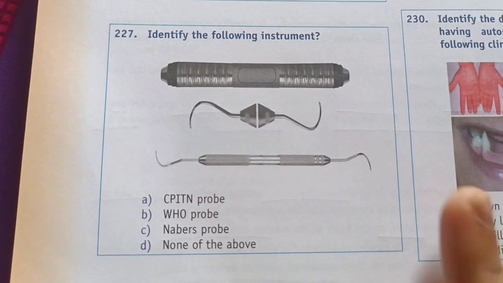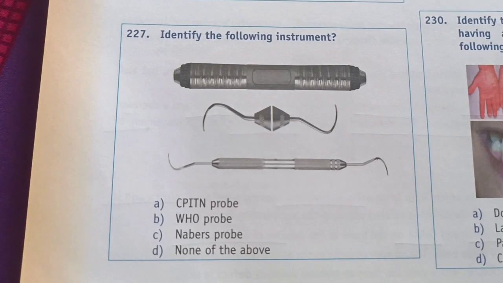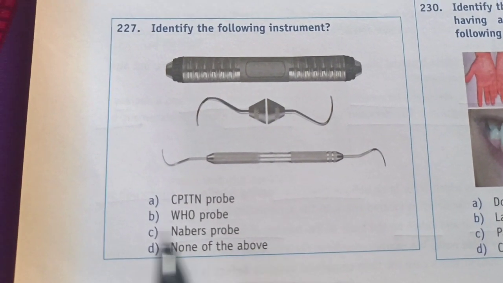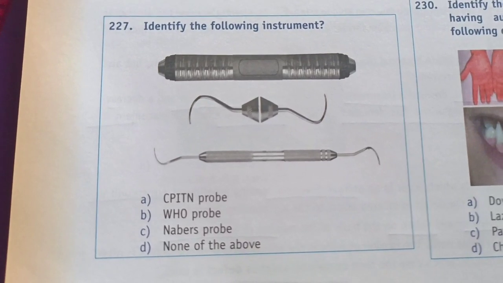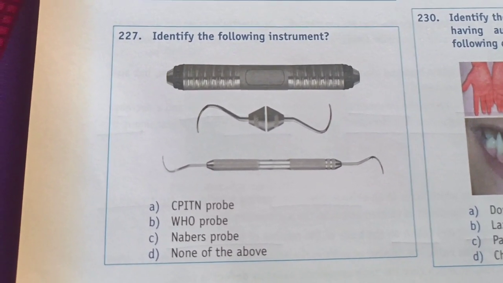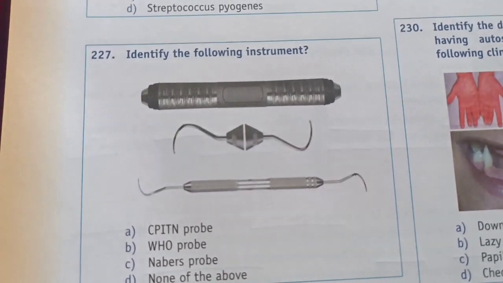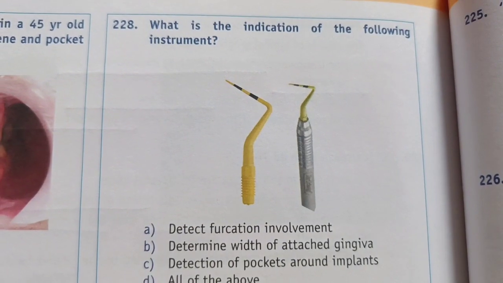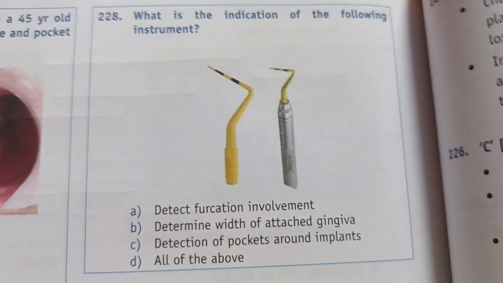Identify the following instrument we can use on a daily basis in our life. So what is this instrument? This instrument is option C, it is a Nabers probe. Why do we use it? To detect furcation. So this is a Nabers probe. Now coming to the next question, what is the indication of the following instrument?